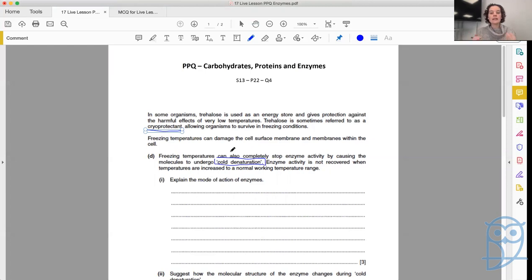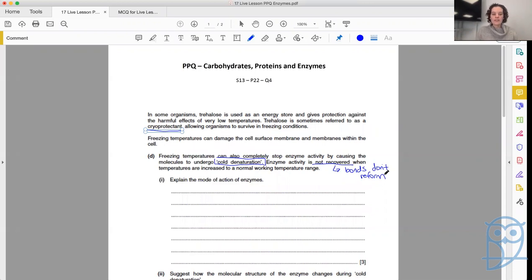So they tell us enzyme activity is not recovered when temperatures are increased to a normal working temperature range. So it is exactly the same as any kind of other denaturation. If it's not recovered, again, we don't have bonds reforming. In order to build an enzyme, we have to go through primary, secondary, tertiary structure. We can't just poof, there's an enzyme. It can't just reform itself. So as soon as we denature an enzyme, it's gone, it's finished.